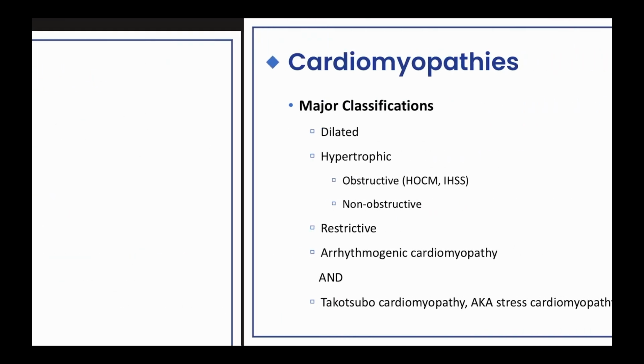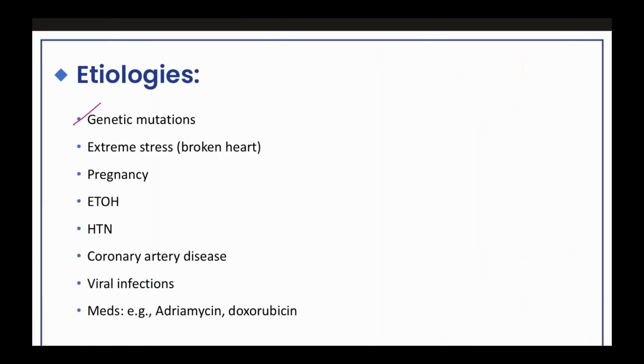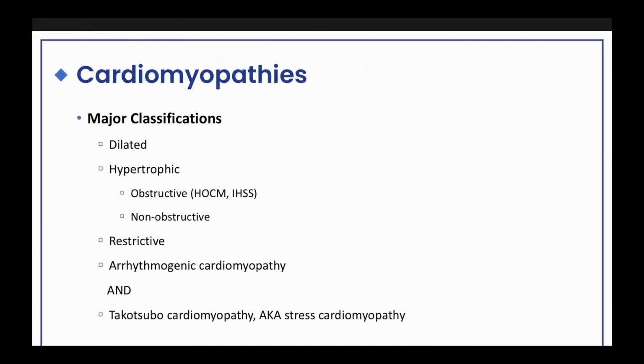These are the etiologies we'll go through. Genetic issues, extreme stress, that broken heart. We did that with, what's that called again? Remember the name of that? Broken heart syndrome? I forget the name. Takotsubo? Yeah. Takotsubo, broken heart syndrome. Pregnancy can do it. Alcohol, remember alcohol is toxic to the myocardium. So chronic alcoholics get cardiomyopathies, hypertension, CAD, any viral infections. Remember one of them has a big link to viral sicknesses before they have the onset of the cardiomyopathy. And some meds can do it as well.